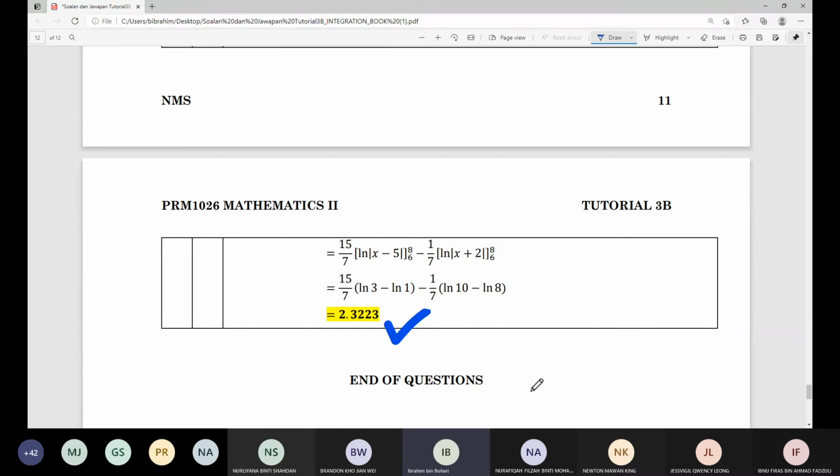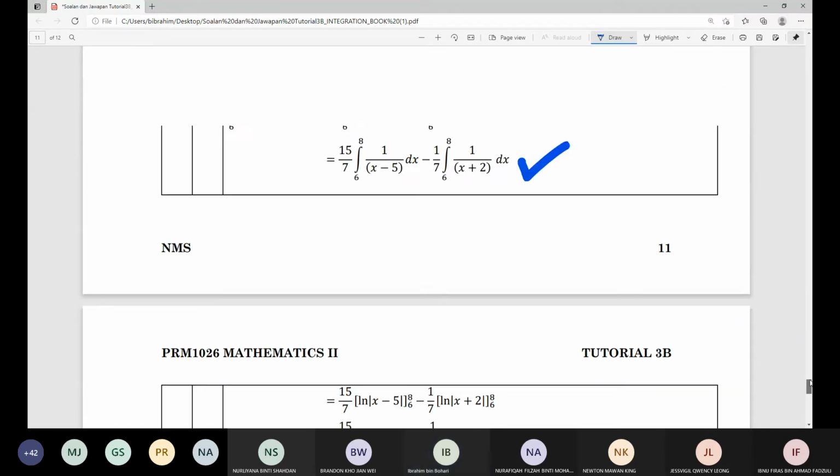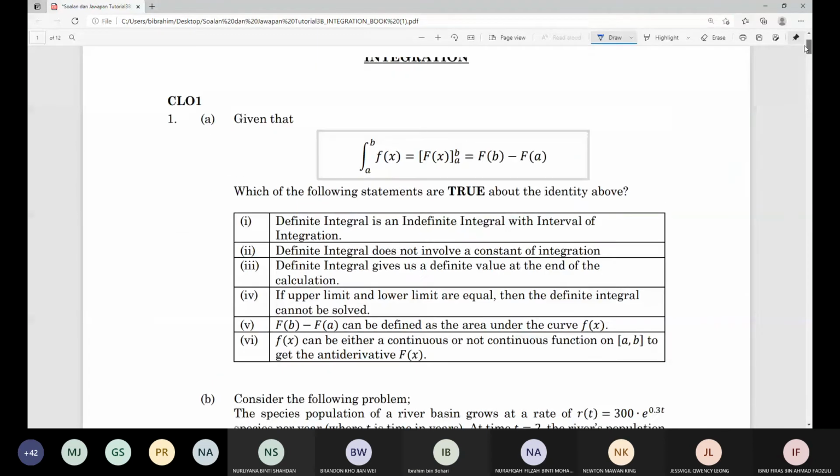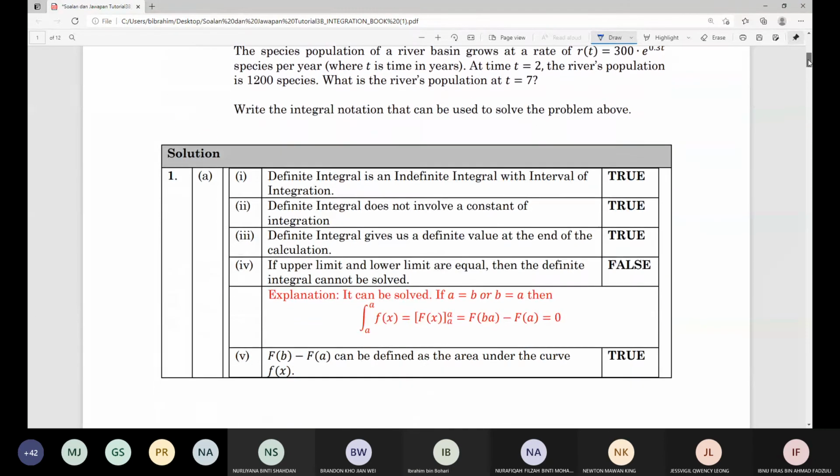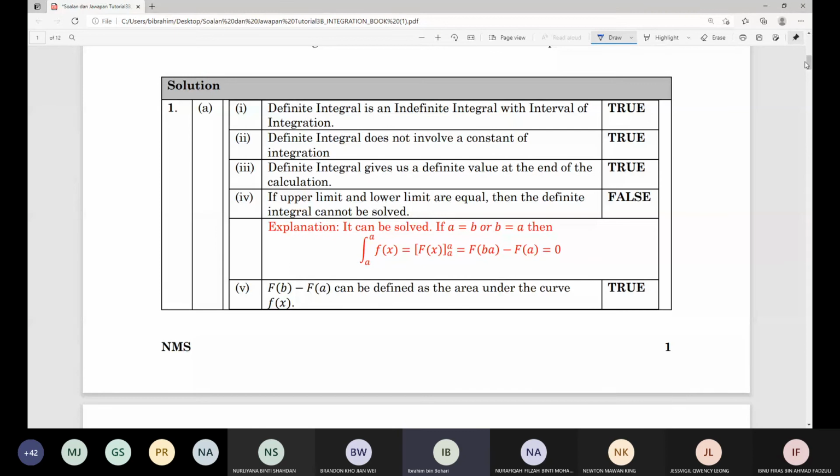Okay, kita pergi ke question 1. Yang mudah ni saya bagi jawapan sahaja. Okay, check answer. Ini ada pembetulan. Question 1, 1A4.